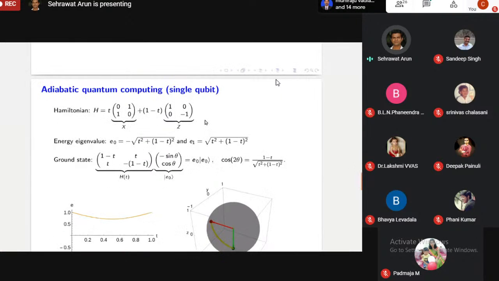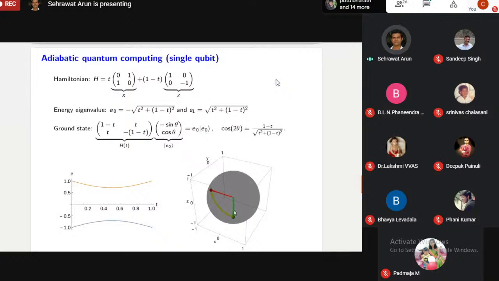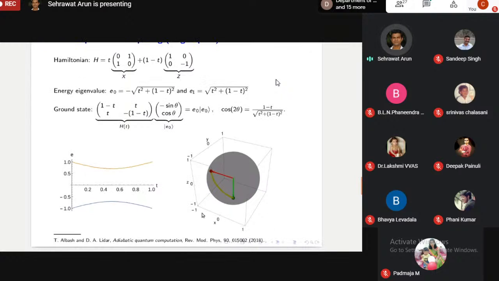Sorry, I said that wrongly. You start from the ground state of z and you end up in the ground state of x. The ground state of z is the south pole, because 0 is an excited state and 1 is the ground state. It goes to the negative x direction. So the state goes like this, and this is the trajectory. I'm representing the trajectory of the state here, and the trajectory of the eigenvalue here.